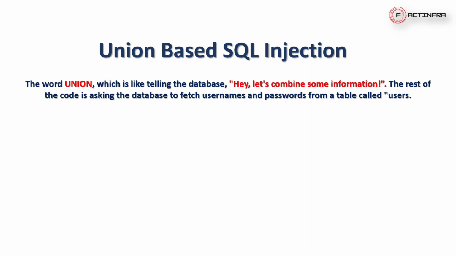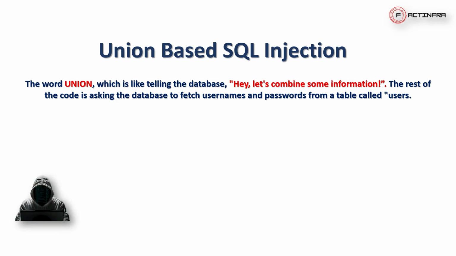In this SQL injection we are using the union keyword. This union keyword we are using in SQL for retrieving data from the other tables in the database. Union is like telling the database, hey, let's combine some information.